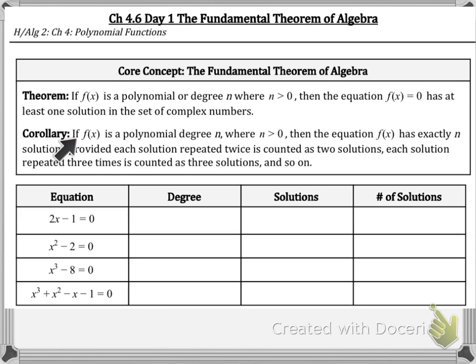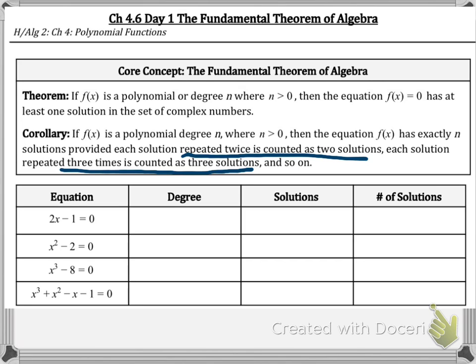The corollary to that is that if f of x is a polynomial of degree n, where n is greater than 0, the equation f of x equals 0 has exactly n solutions, provided each solution repeated twice is counted as 2 solutions, each solution repeated 3 times is counted as 3 solutions, and so on. So knowing that information, let's take a look.